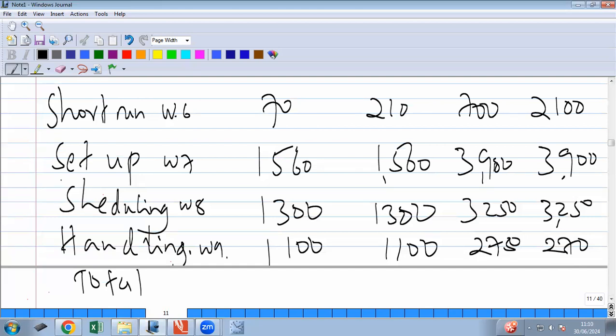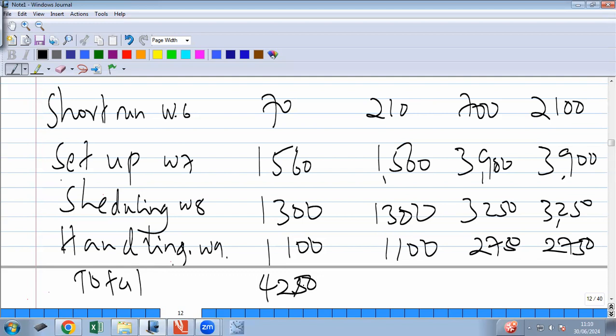Excuse me, sir. Yes. Please correct the figure for D on handling here, the last one. It's 2,750. Okay, let's add up all the total costs. For 250. Guys, you confirm?